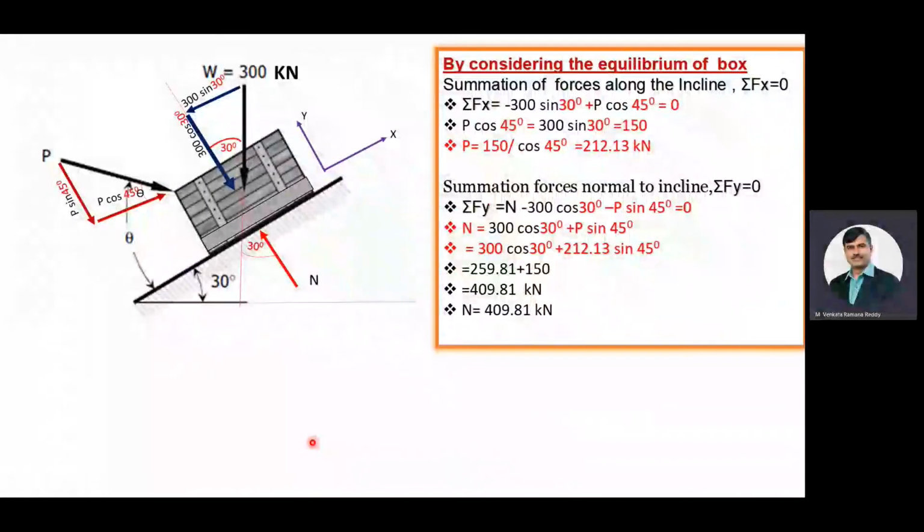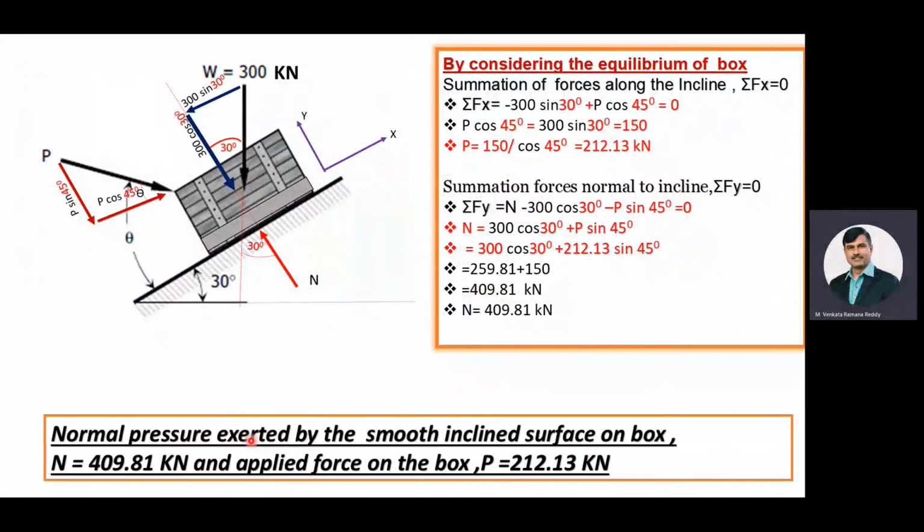Now we will write the answers. The normal pressure exerted by the smooth inclined surface on the box, that is N, is equal to 409.81 kilonewton, and the applied force on the box, that is P, is equal to 212.13 kilonewton. With the applied force P equal to 212.13 kilonewton, we are keeping the box at rest on the smooth incline.